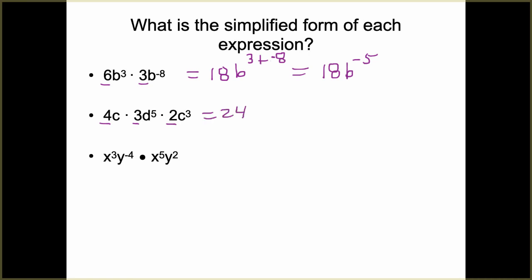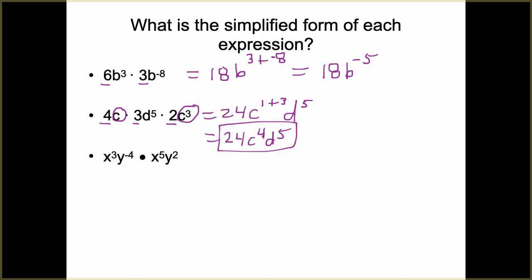Then we look to see if we have any common bases. Here we have a c, and we have a c cubed. If you don't recall, if we just have a c, it has a power of 1. It's not written up there as an exponent, but we do have an exponent of 1. So we would have c to the first, and we're going to add 3 to that. And we have d to the fifth, because there's only one d. Then we add our exponents together, and we get 24c to the fourth, d to the fifth. And there is my solution, or my simplified form: 24c to the fourth, d to the fifth.